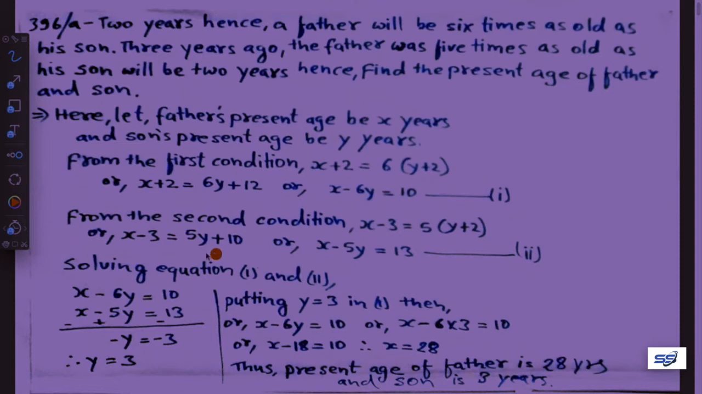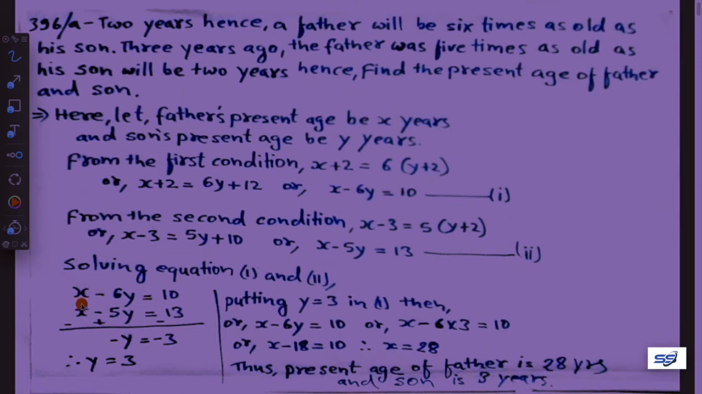This equation comes as x - 3 = 5y + 10, meaning this 5 has been multiplied with y + 2, or x - 5y = 13. Let this be equation 2. From now, solving equations 1 and 2, we can easily solve to get the value of father and son, it means the age of father and son, the values of x and y.